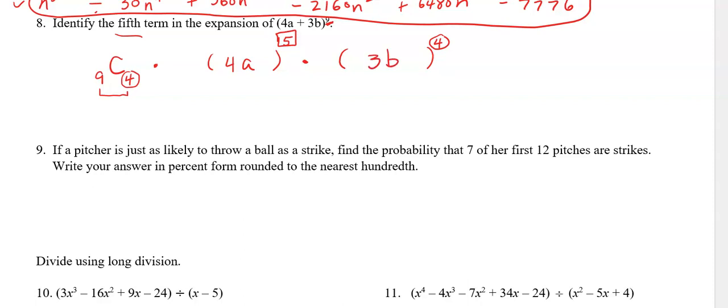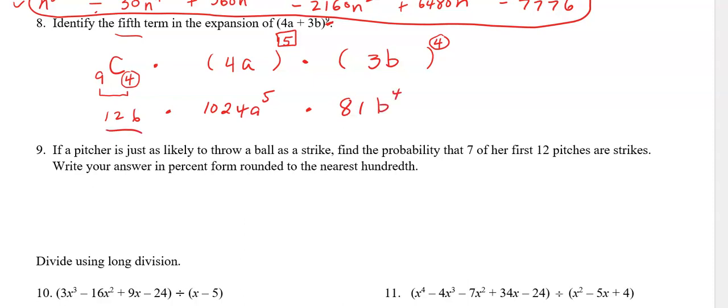And now it's just a matter of letting your calculator come up with 9c4, so 9 NCR 4 is 126, and 4 to the 5th power is 1024, a to the 5th, and 3 to the 4th power should be 81, and b to the 4th.